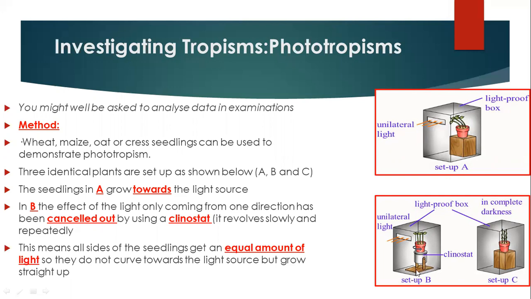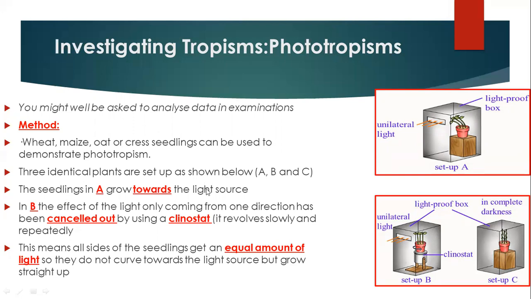In box B, we are putting something called a clinostat. A clinostat is something you put the plant on, and it rotates, moving regularly in a rounded movement. So all parts of the seedling or the exposed shoots are exposed to the light from this side hole equally. And in this box there is no clinostat and there is no side opening. There is no light at all. It is a light-proof box.